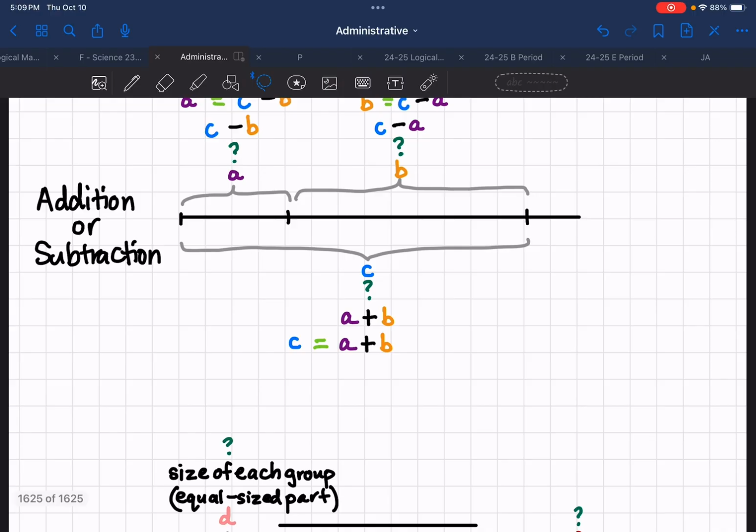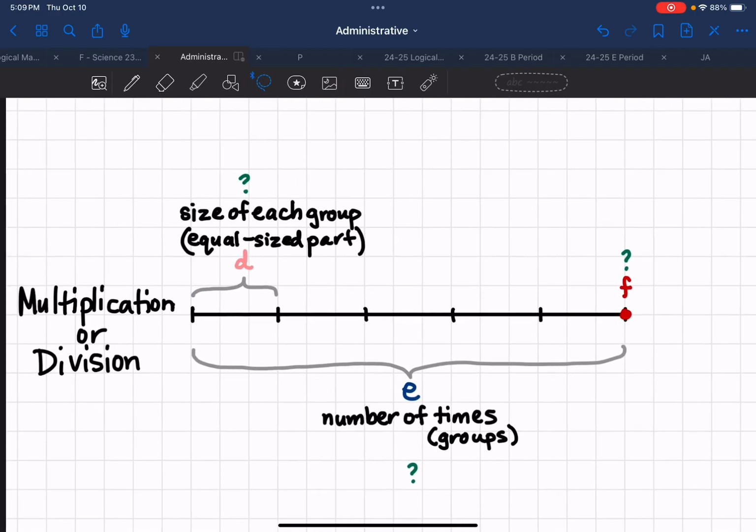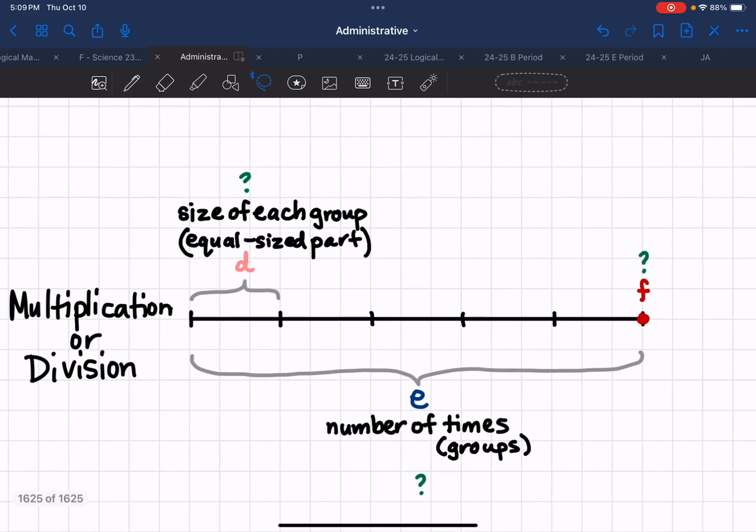Okay, so next we're going to move to multiplication or division. Remember, if you're reading a word problem and you're thinking about multiplication or division, you are going to be thinking of equal sized parts. If the sizes of the parts are not equal, then you cannot use multiplication or division. But if they are equally sized, then you can use multiplication or division.